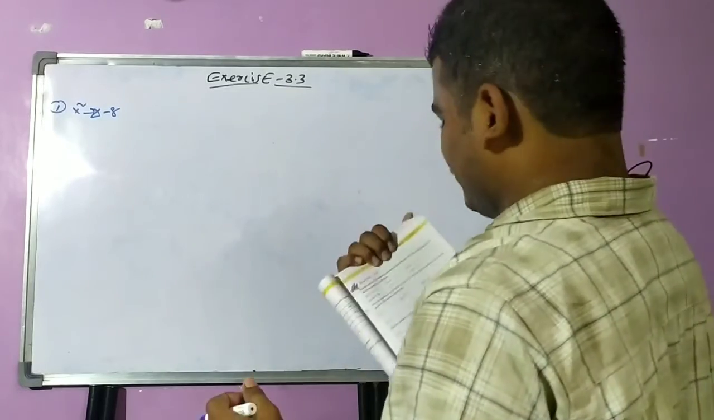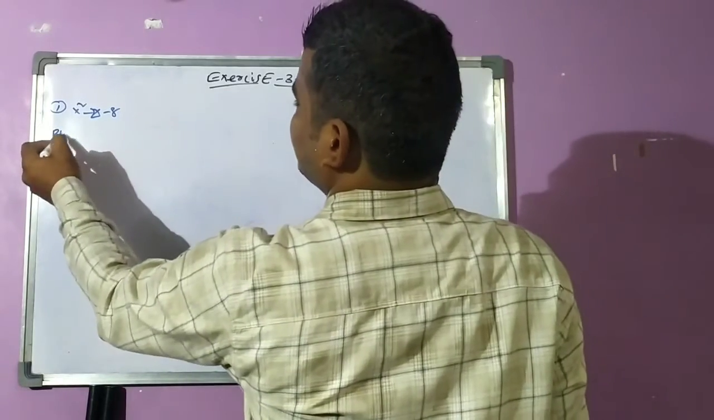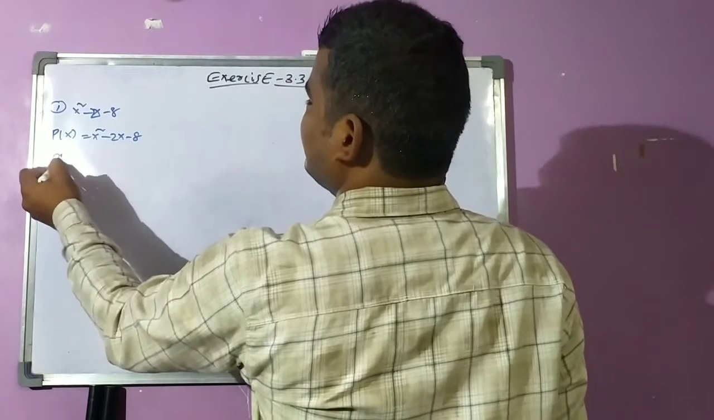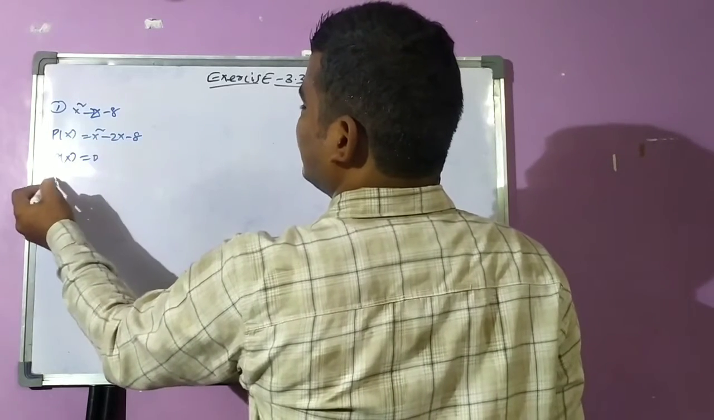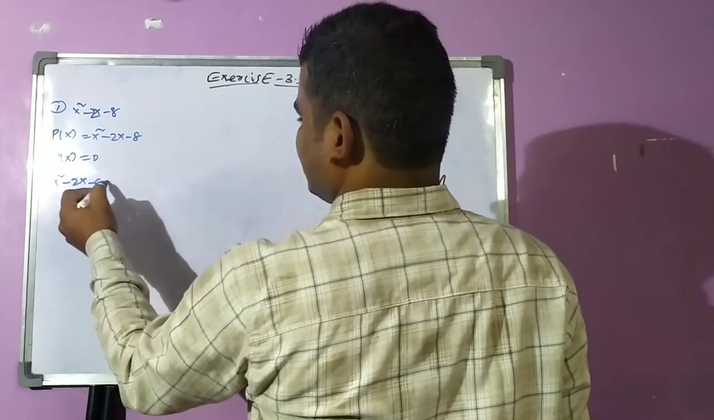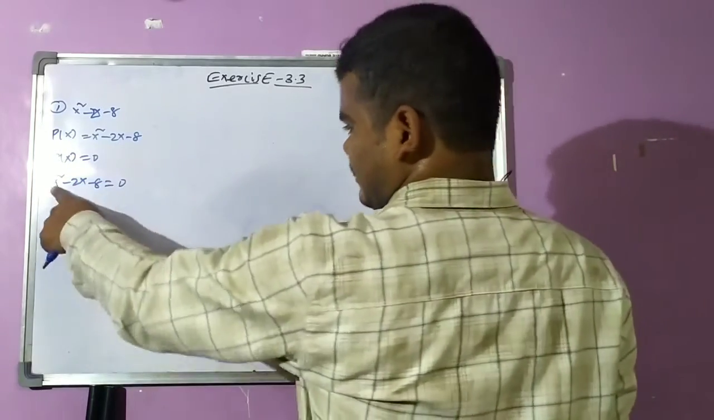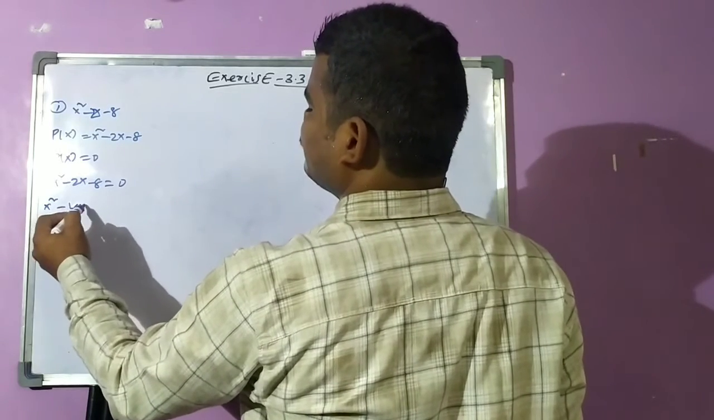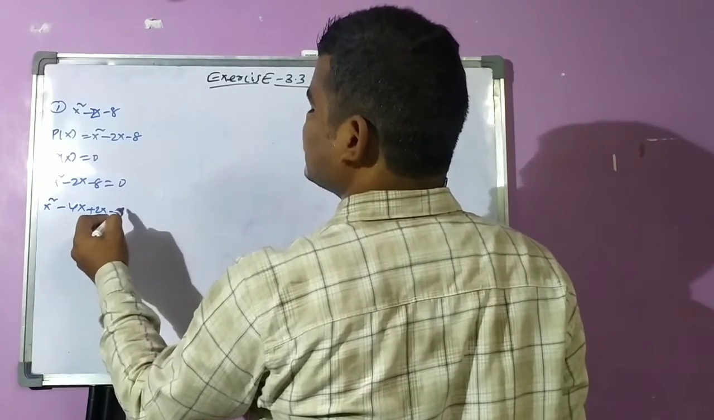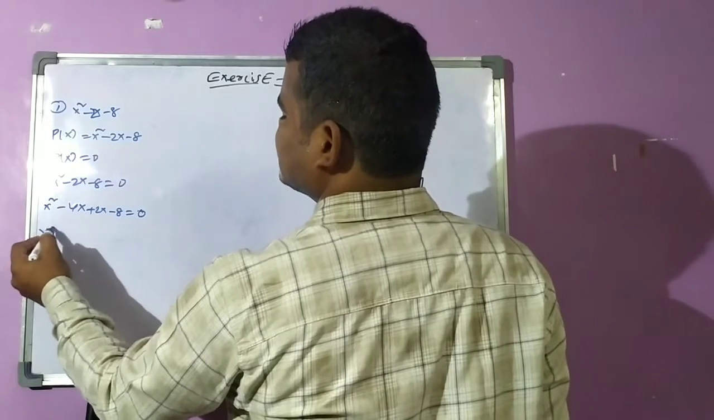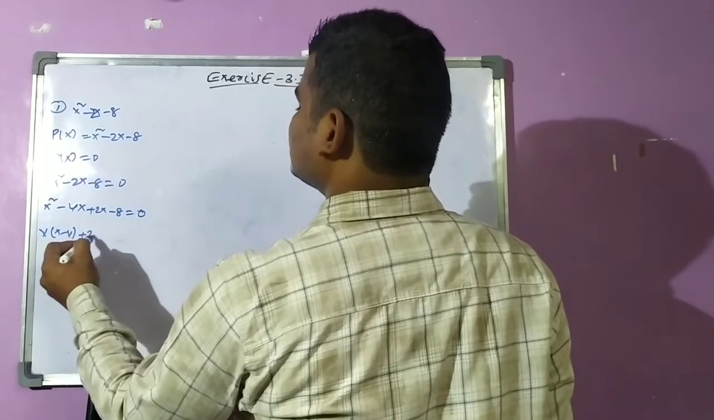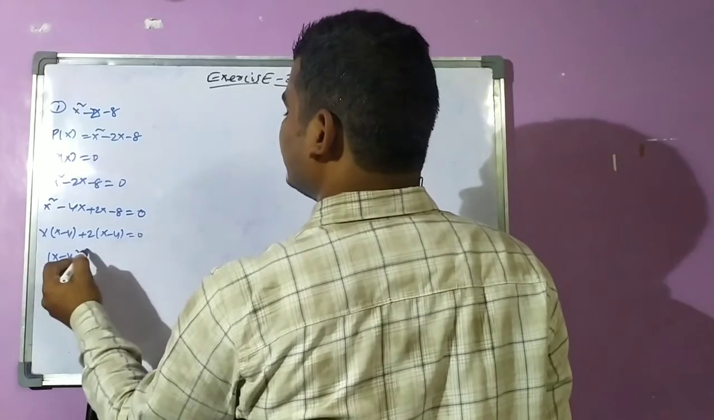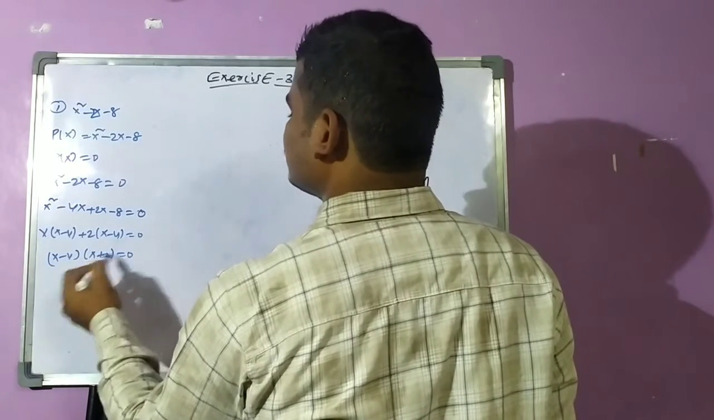Zeros of the polynomial means this is p of x, which is equal to x square minus 2x minus 8. P of x is equal to 0, therefore x square minus 2x minus 8 is also 0. 8 ones are 8, therefore x square minus 4x plus 2x minus 8 is equal to 0. Take x as a common, x minus 4, plus 2 as a common, x minus 4 is equal to 0. x minus 4 into x plus 2 is equal to 0.